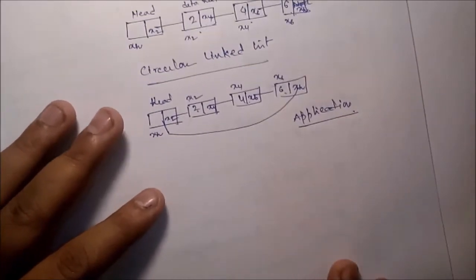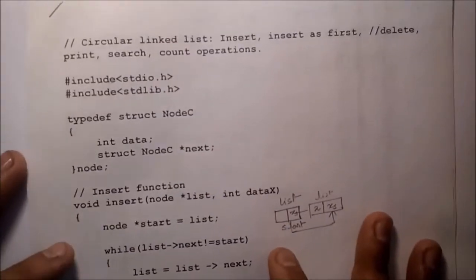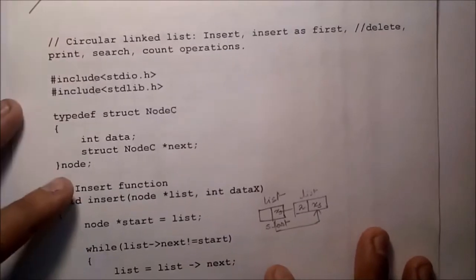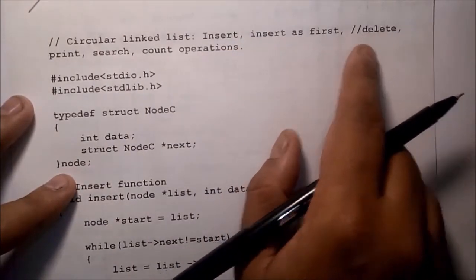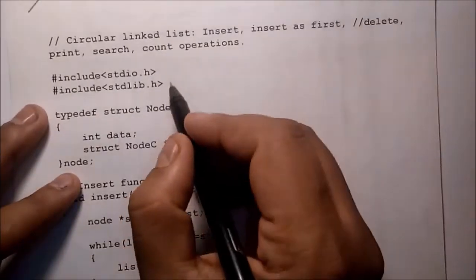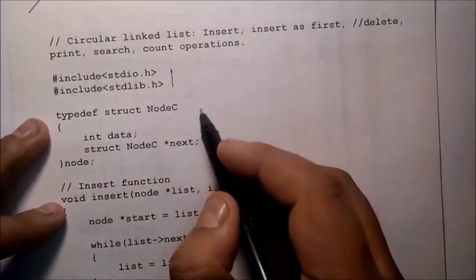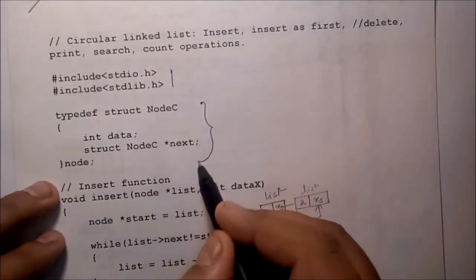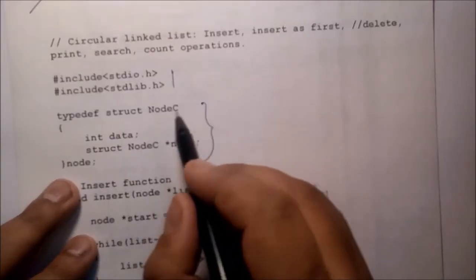Okay, time sharing basis. Now we can see the program structure of the circular linked list. Here we discuss the insert as first, delete, print, search, and count operations. These two are the header files, stdio.h and stdlib.h. Now this is the structure definition. Typedef is used with the structure, so node.